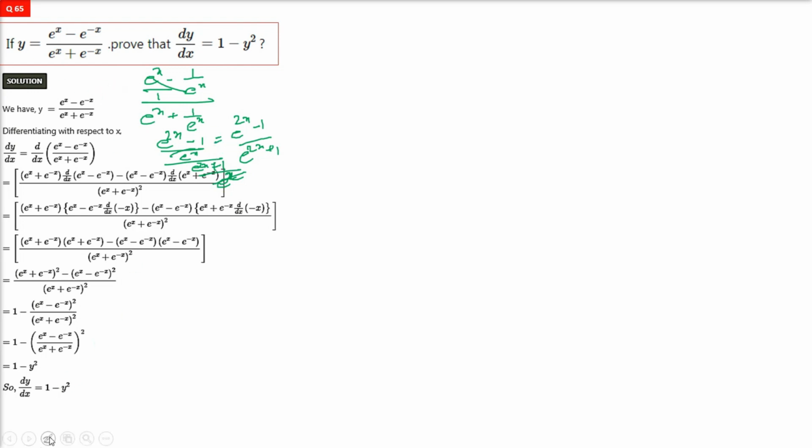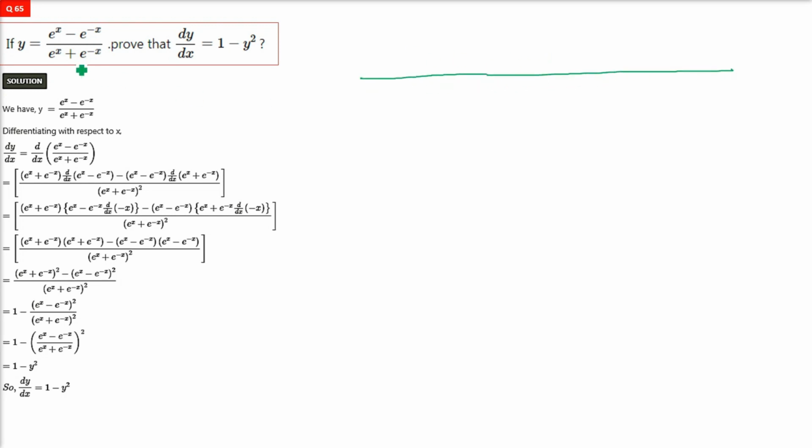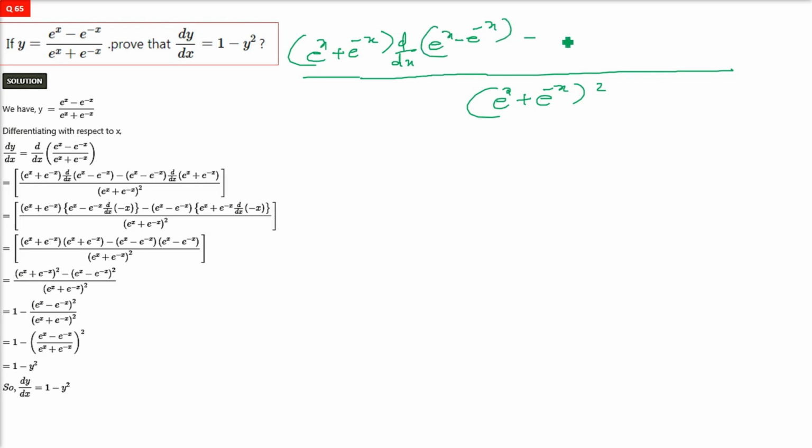But in a normal way, in a way which we normally solve, the step by step thing, let us take this dy by dx. We'll take it as numerator and denominator, and we'll apply the quotient rule. So we have denominator square, e to the power x plus e to the power minus x whole square. Then we have e to the power x plus e to the power minus x here, and d by dx of e to the power x minus e to the power minus x, minus e to the power x minus e to the power minus x, and d by dx of what? E to the power x plus e to the power minus x.